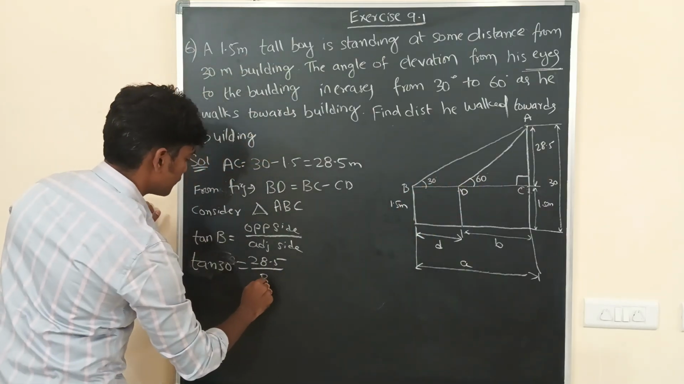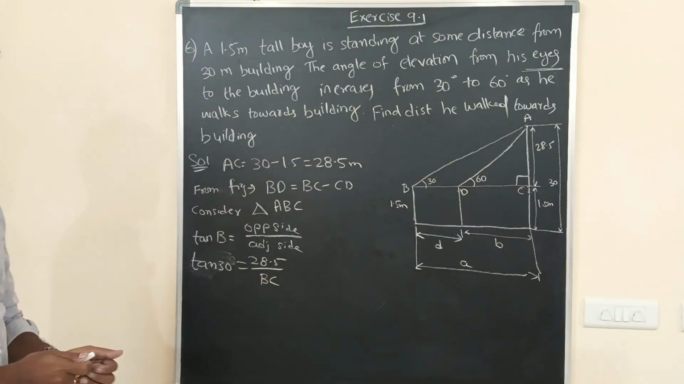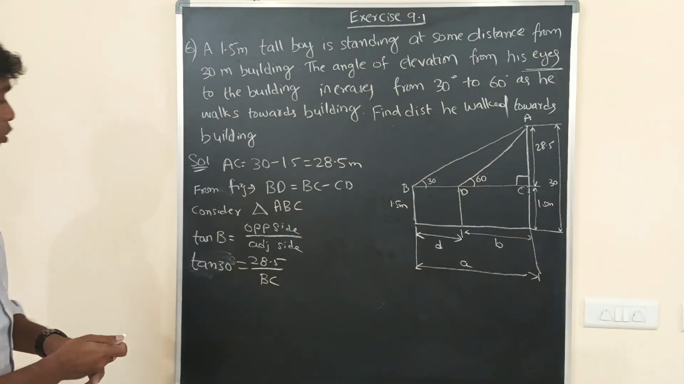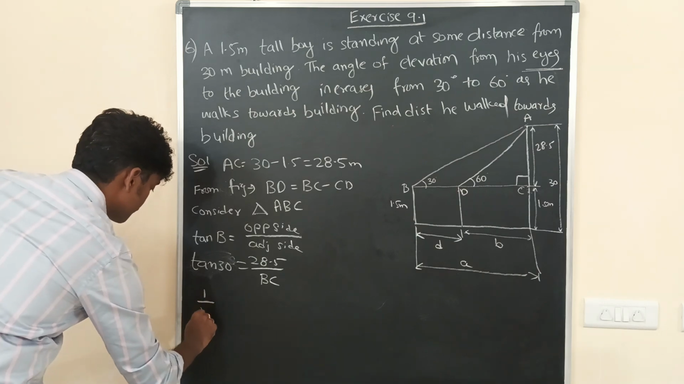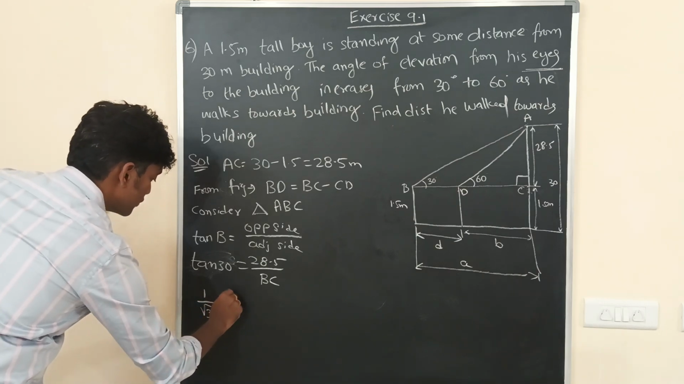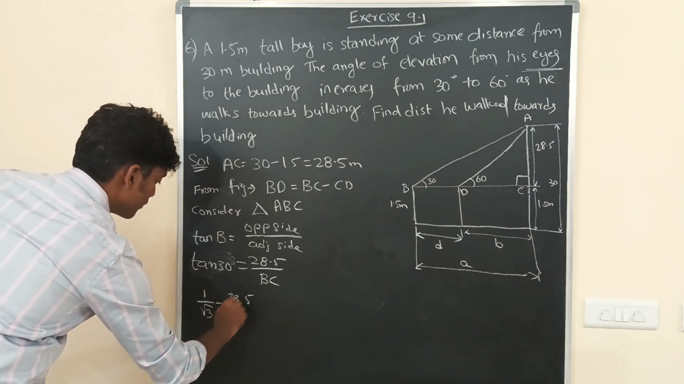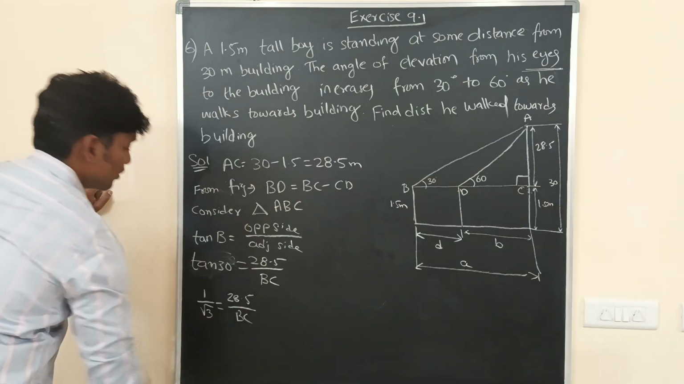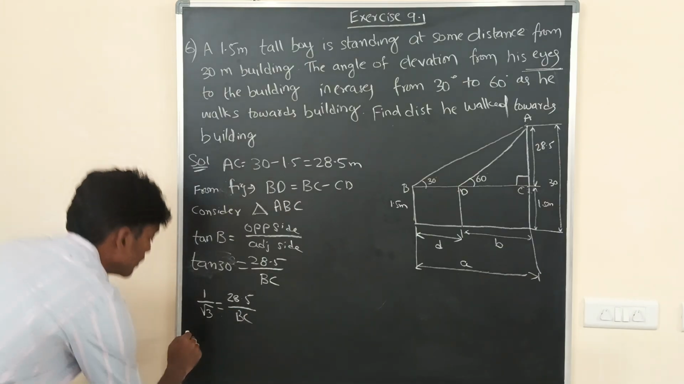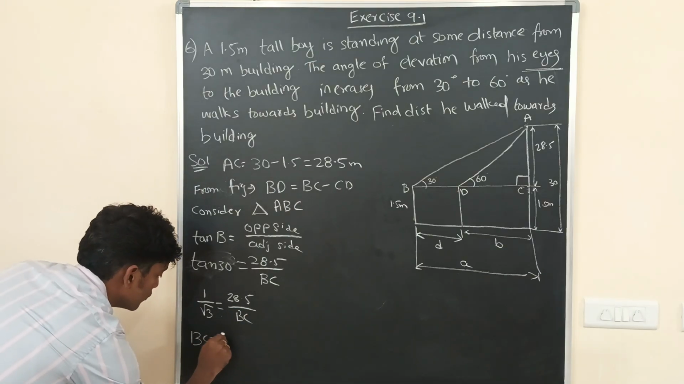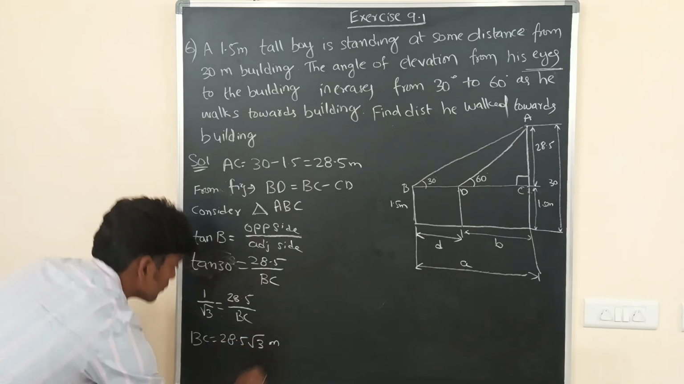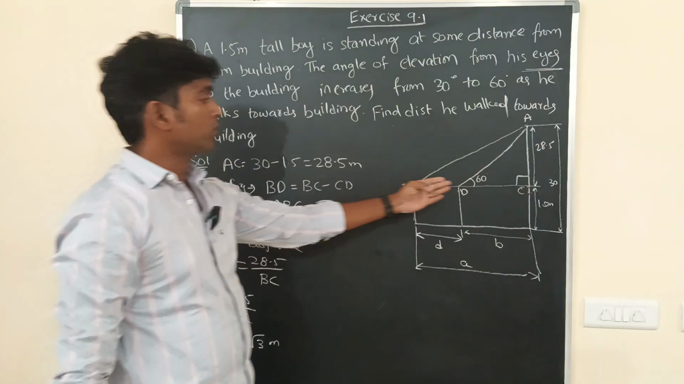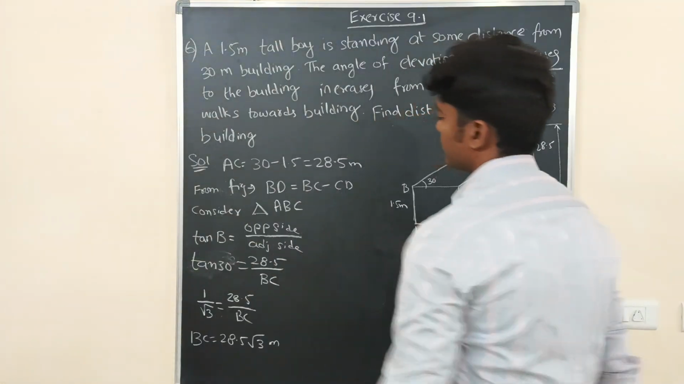Okay. So now tan 30 is equal to 1 by root 3, which is equal to 28.5 by BC. So by solving this one we get BC is equal to 28.5 into root 3 meters. So we got that value of BC.